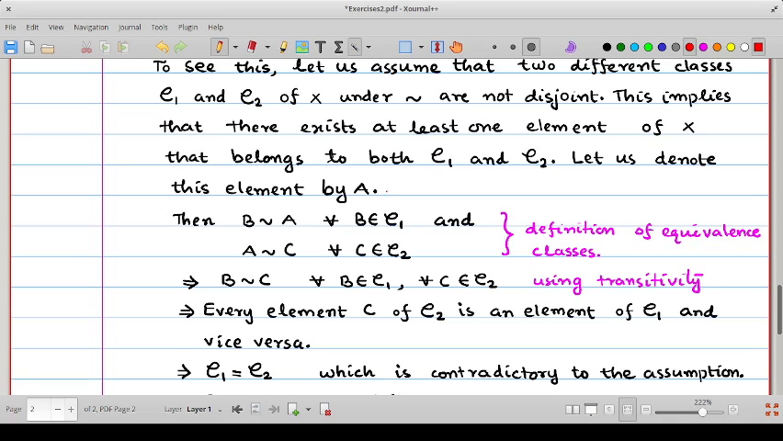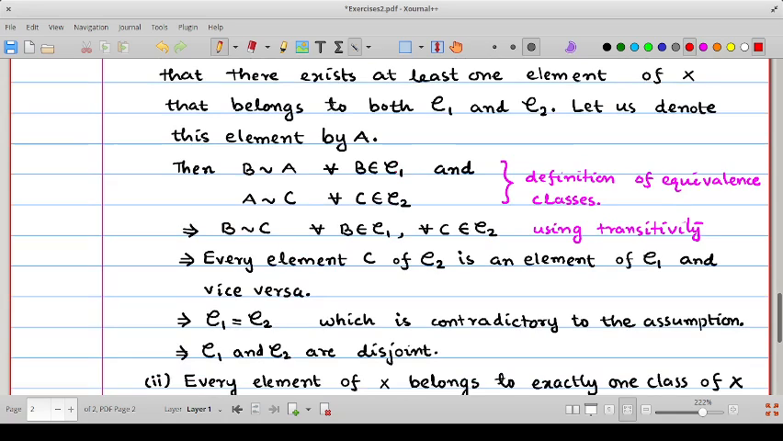So if A is in C1, then it is equivalent to all elements of C1. That is, B is equivalent to A for all elements B in C1. And similarly, A is in C2 means that A is equivalent to C for all C in C2. Now this is an equivalence relation and therefore the transitivity property means that B equivalent to A and A equivalent to C implies that B is equivalent to C. And this is true for every element B of C1 and every element C of C2.